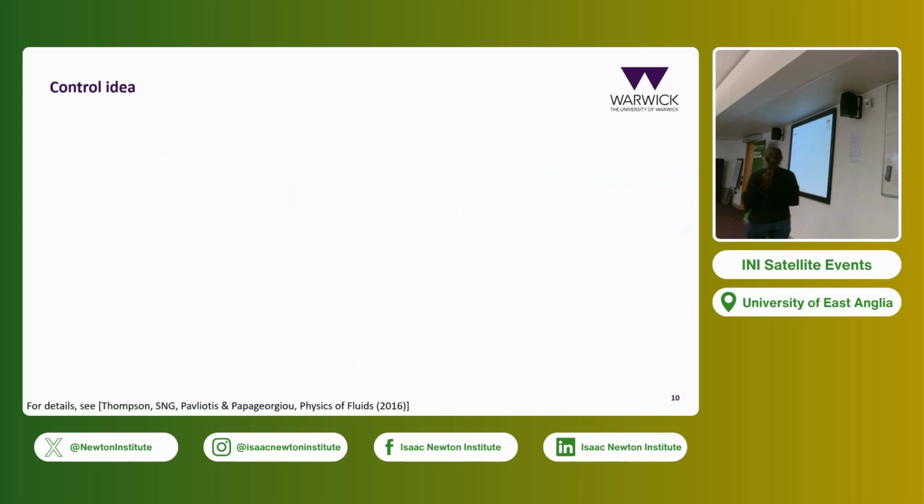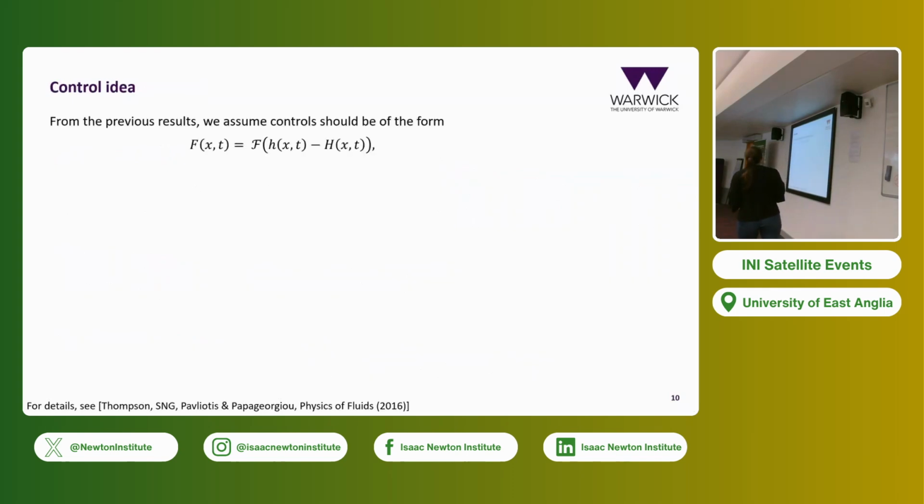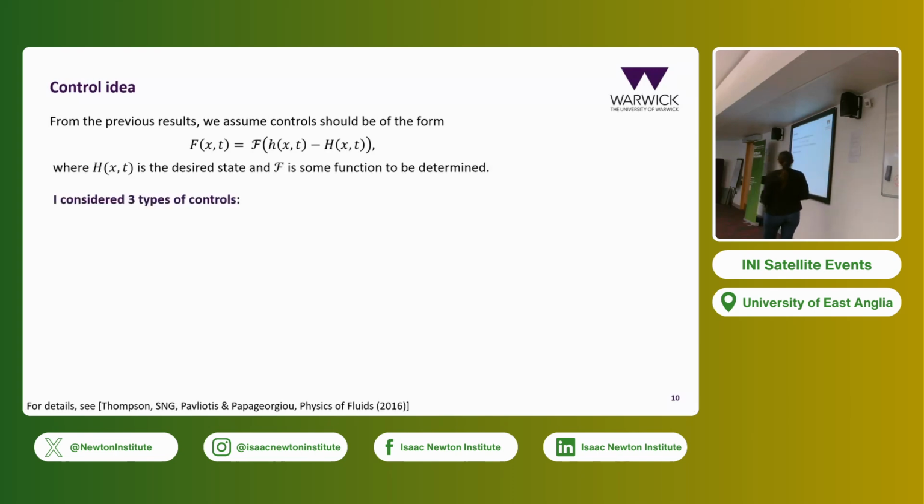So we tried 3 types of controls. To start with, we said, okay, the previous controls, the ones that we could prove things about, were proportional to the distance between where I was and where I wanted to be. So now I'm saying where I want to be is capital H, but for most of the rest of the talk, I'm going to be concerned about the flat solution. So think of that capital H as 1.